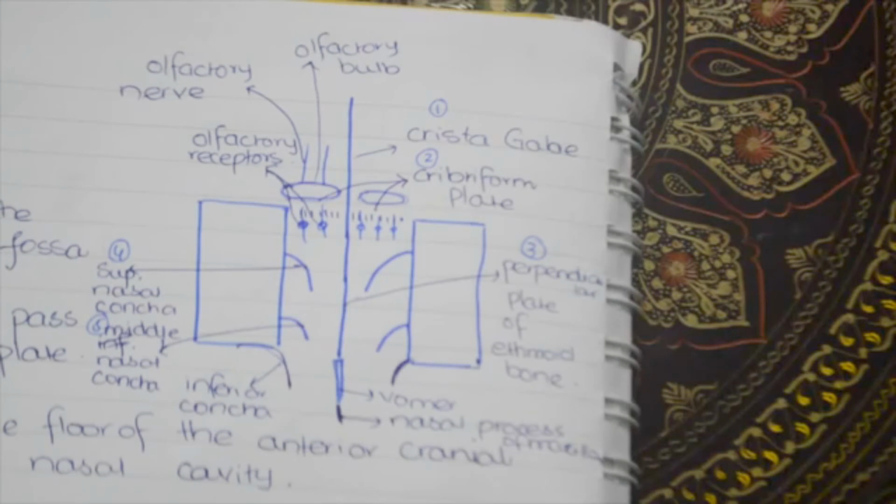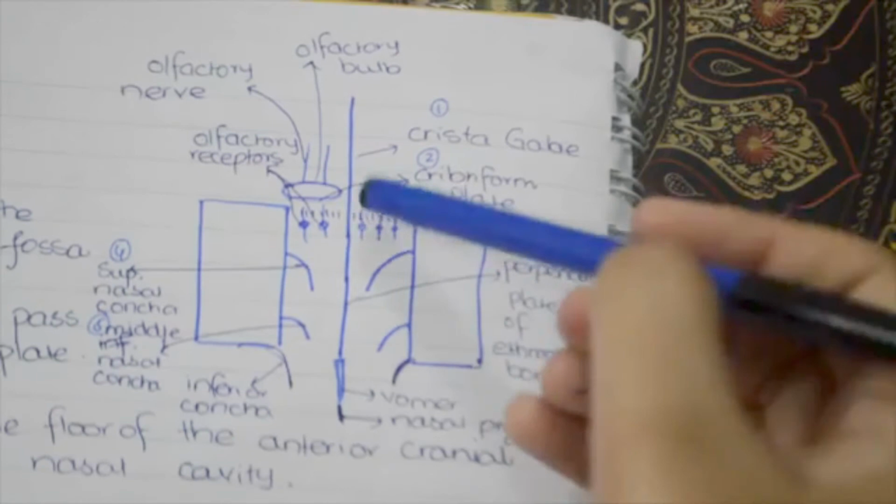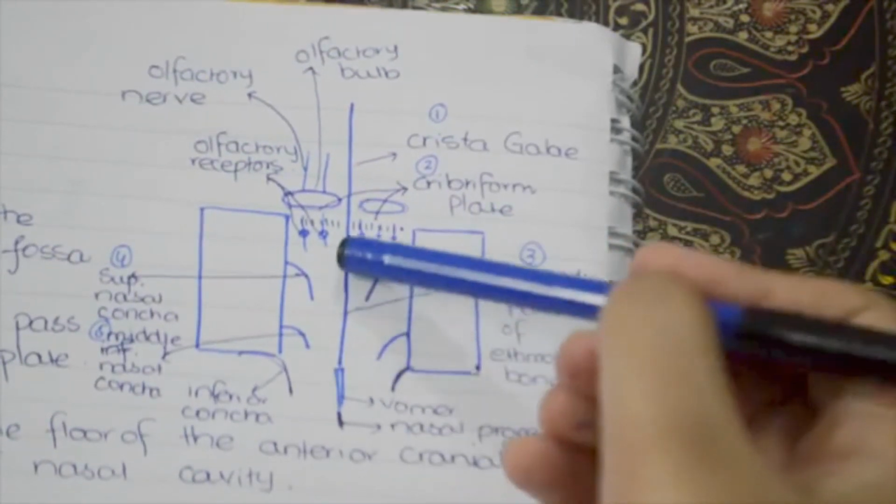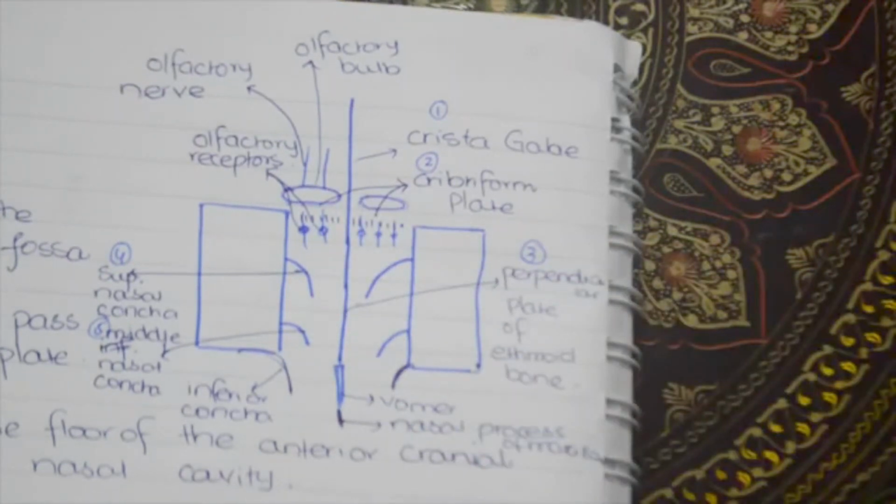Then the perpendicular plate of the ethmoid bone, that was, as you can see, this one. The perpendicular plate of the ethmoid bone is one of the bones that make up the septum. There are 3 bones that make up the septum. The first is the perpendicular plate of the ethmoid bone, and then there is the vomer, and then there's the nasal process of the maxilla, as you can see in the diagram as well.